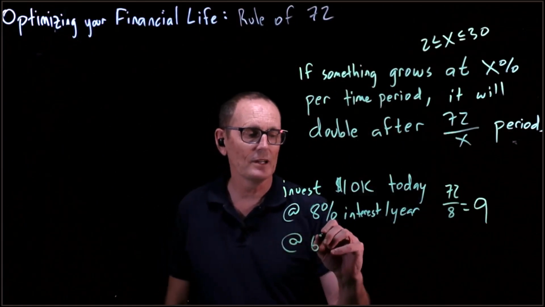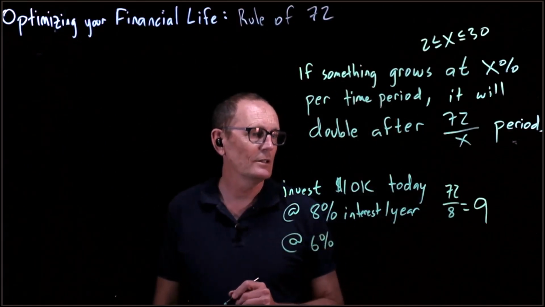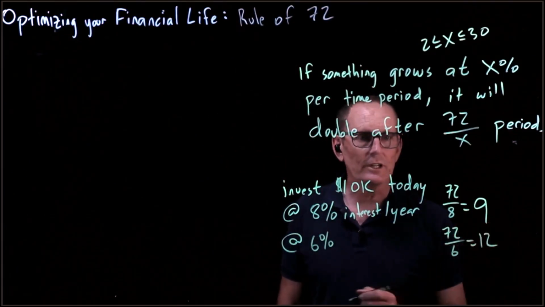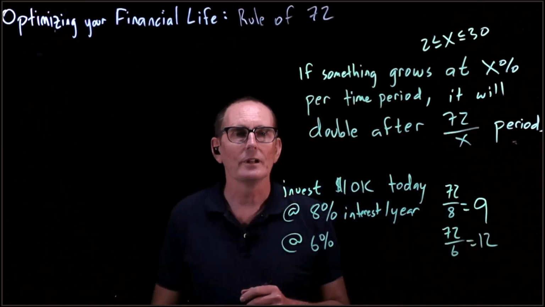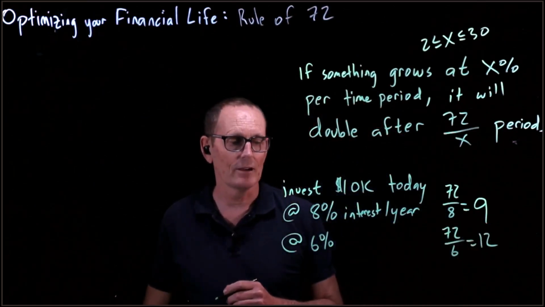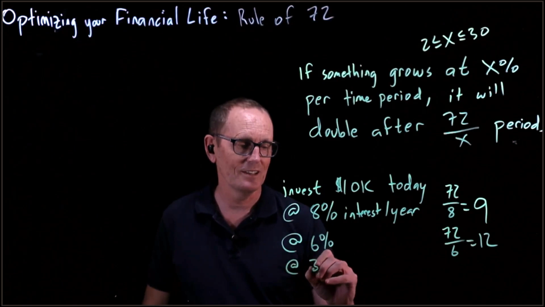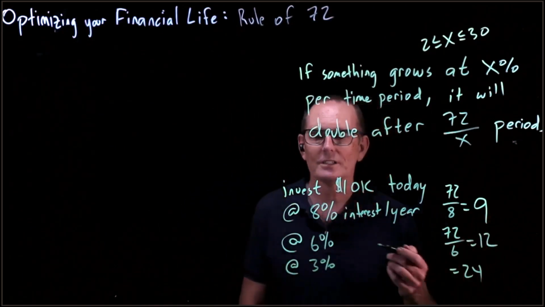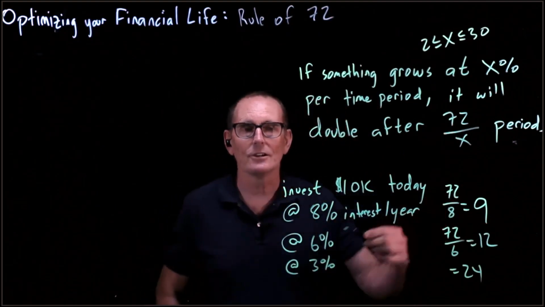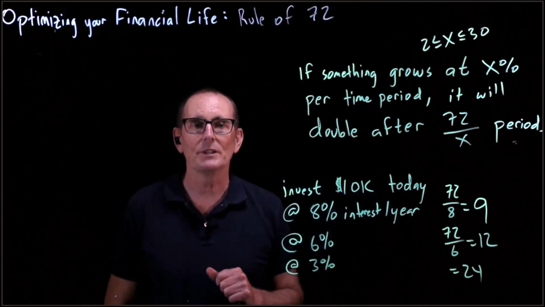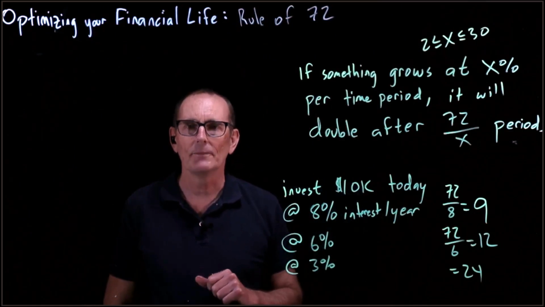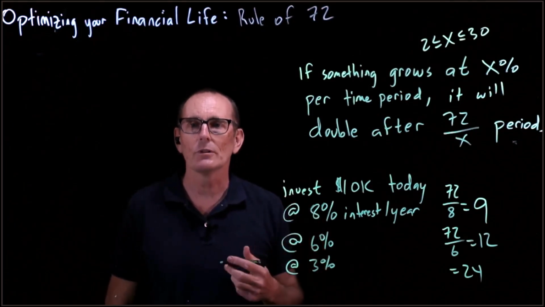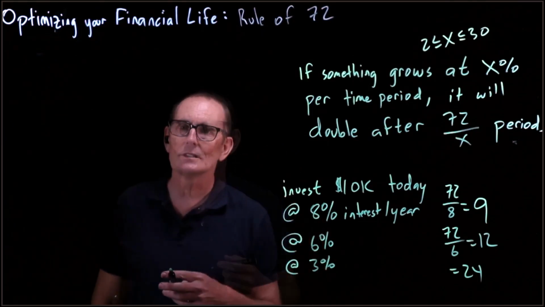If we get a little less interest, like 6%, then 72 divided by 6 equals 12 years. And heaven forbid we put it into a savings account right now, but let's say we get 3% somewhere. Then this is 24 years. Huge difference that the interest rate makes in terms of this doubling. This doubling can be used for lots of different things, and also helps ingrain in you how this exponential growth can work.